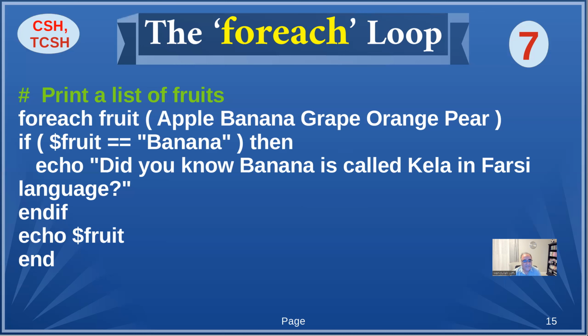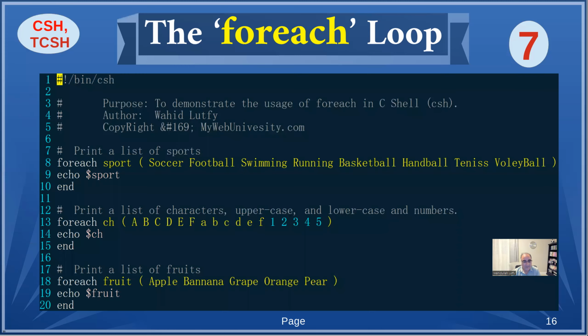So let's go back to this example. If the fruit is equal, notice the two equal signs in the equality, and the Boolean expression is put inside parentheses rather than brackets, and then the word then is used, and then endif for the if statement, and echo, and then end at the end. END is used to end the foreach statement.